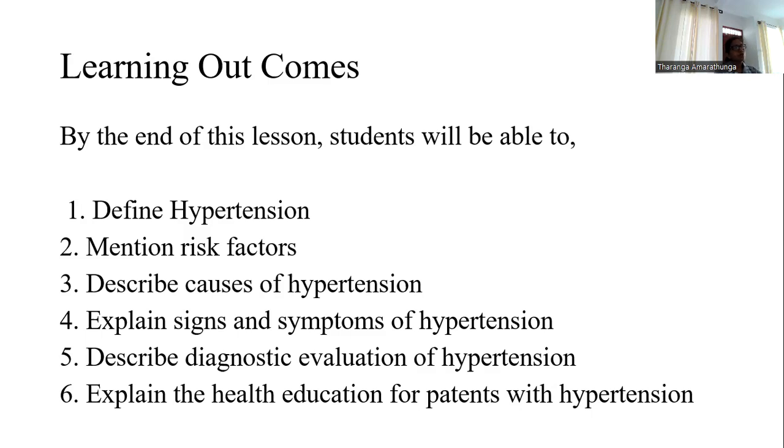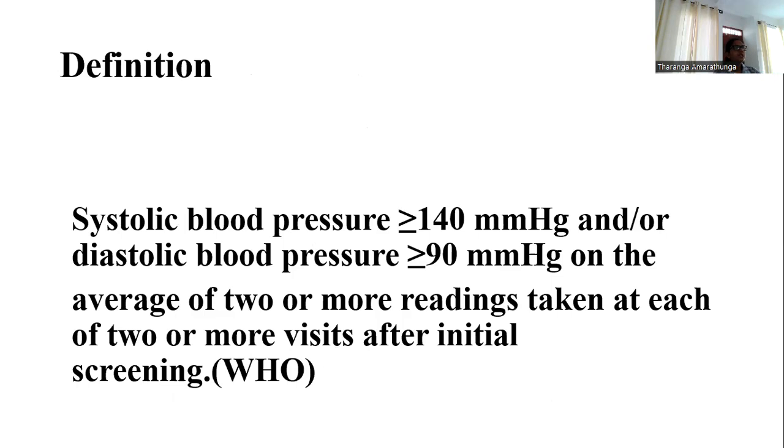Okay, so let me now move on to the next slide, which is definition of hypertension. Systolic blood pressure equal or more than 140 millimeters of mercury and or diastolic blood pressure equal or more than 90 millimeters of mercury on the average of 2 or more readings taken at each of 2 or more visits after initial screening, according to the WHO guideline.